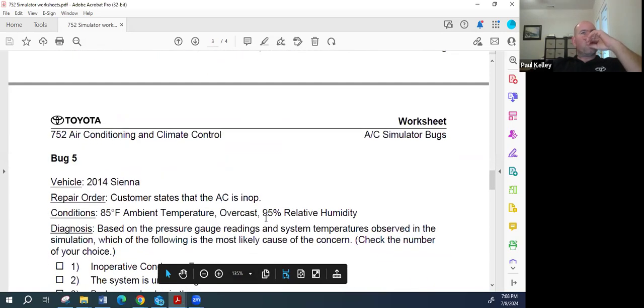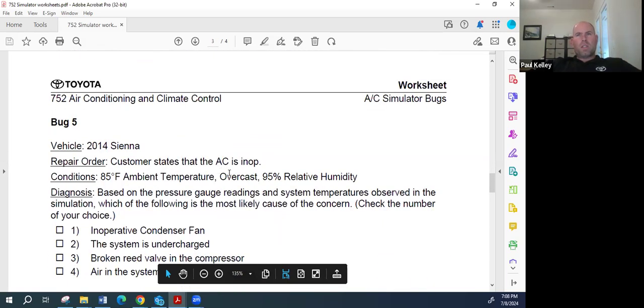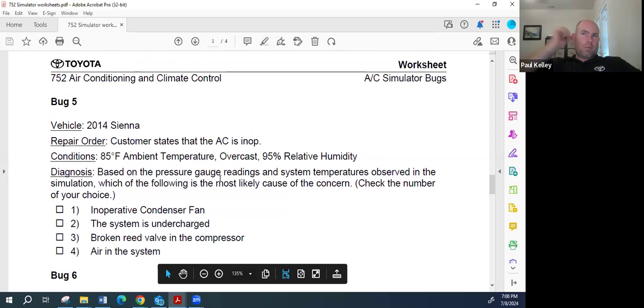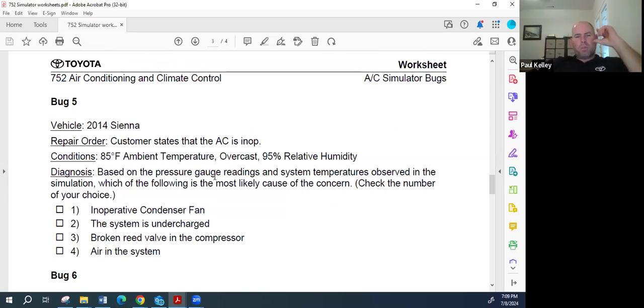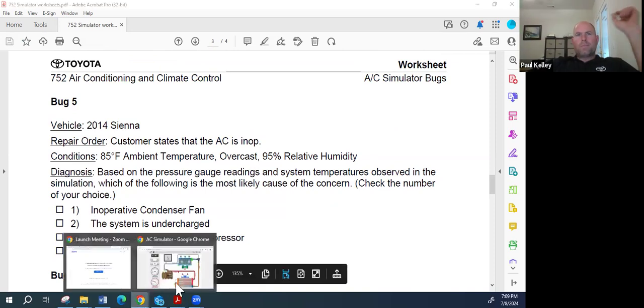How about we go to number 5? Type 14 Sienna, customer states AC's inop. Okay. That sounds like a customer complaint. They just say inop. We don't know if it's blowing warm, not blowing at all. We have no idea if the blower motor works. You don't know anything about it. So what do we do as technicians? We get our butts in the car.